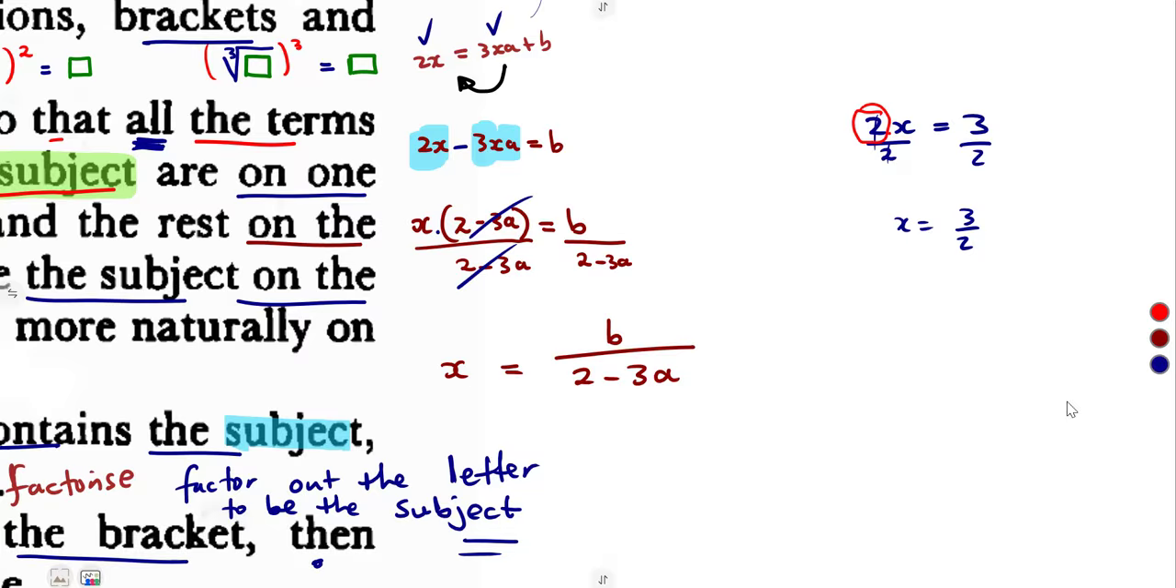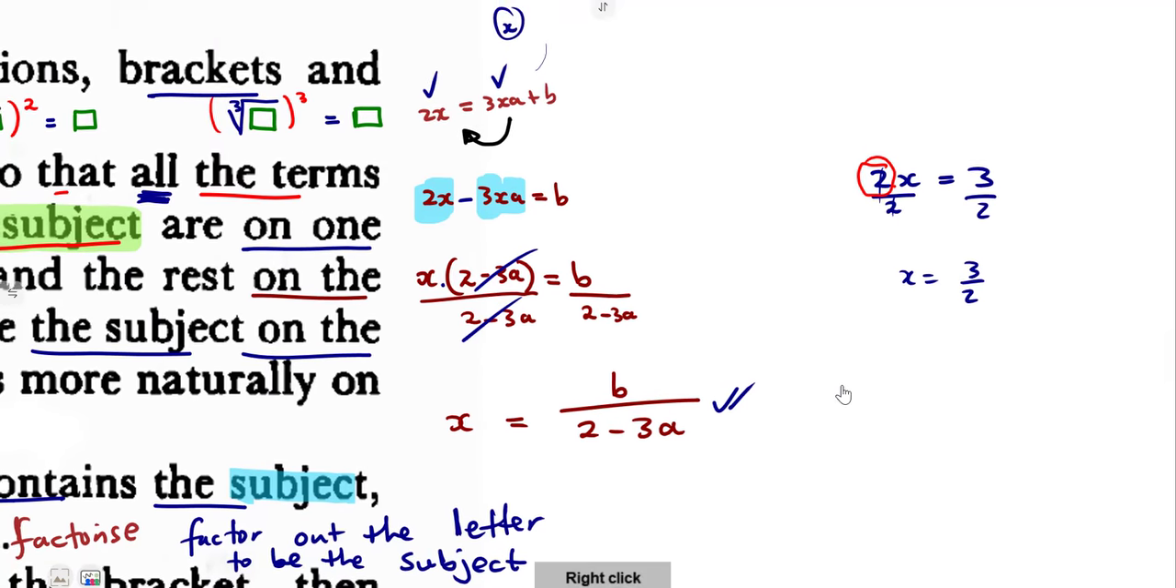You are not finding a numerical value to say x is 3 over 2. No. You can only determine the numerical value when given, to say, let b be equal to 5, a be equal to 1. Maybe you're given that. You can substitute those values. But for making x the subject in terms of the other letters that are given, this is what you simply need.